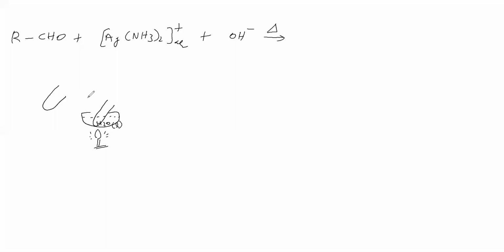So what will happen, we will see. This RCHO, this aldehyde, is converting into what? That point we will see. This aldehyde is converting into RCOO minus, the carboxylate anion.